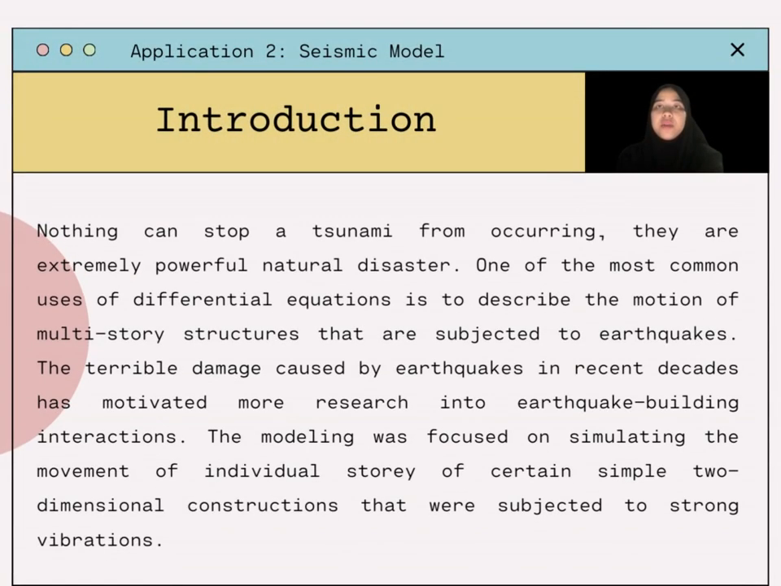Next, we move to the second application, which is the seismic model. So the introduction: nothing can stop a tsunami from occurring. They are extremely powerful natural disasters.